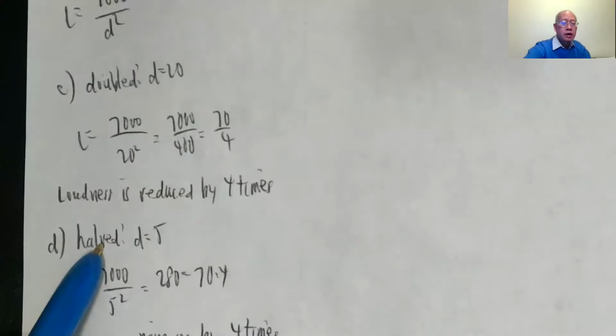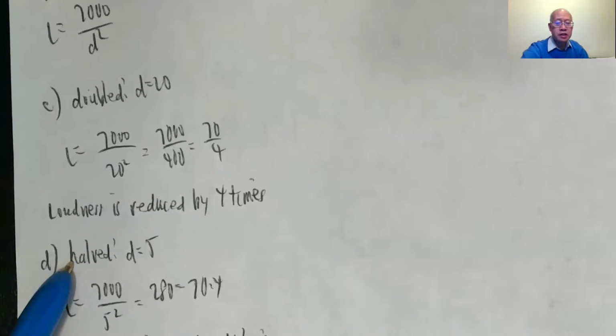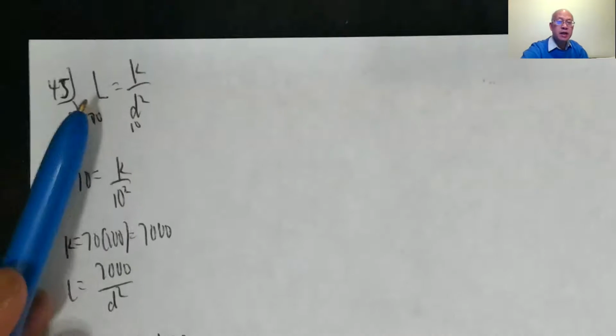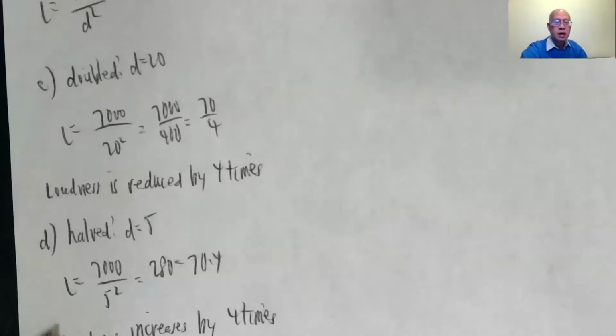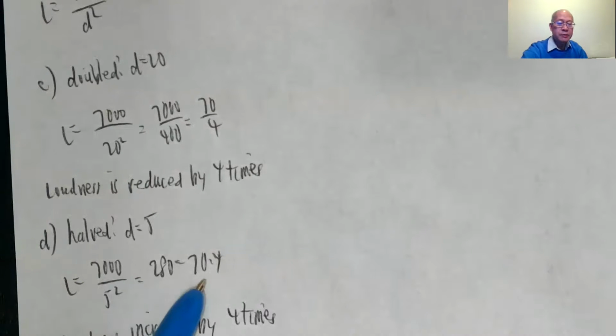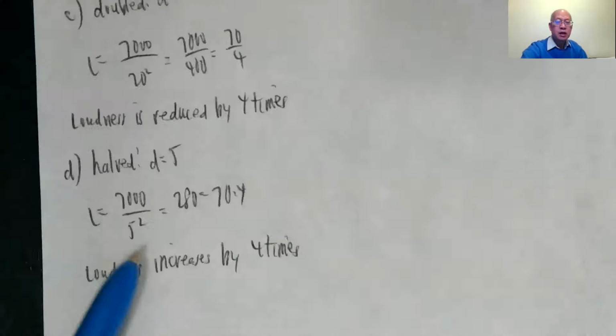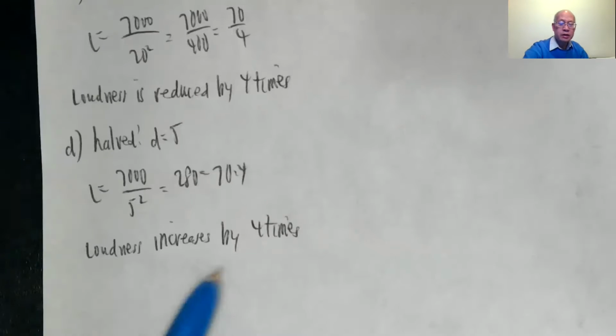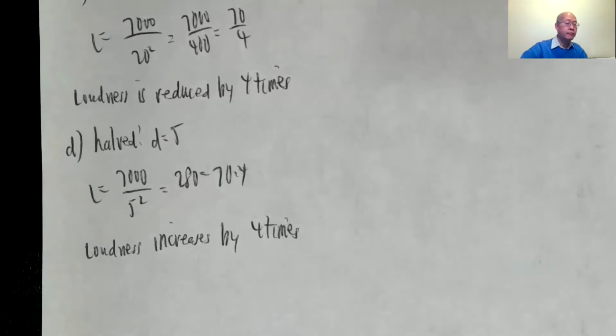And then it says what happens if you halve the distance, cut the distance in half. It used to be 10, so now what happens if the distance is 5? So loudness is 7,000 over 5 squared, which is 280. That's 70 times 4. The original was 70 again. So the loudness is increased by a factor of 4. All right, so now that's section 1.10.